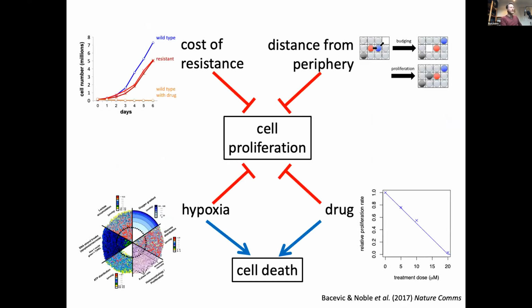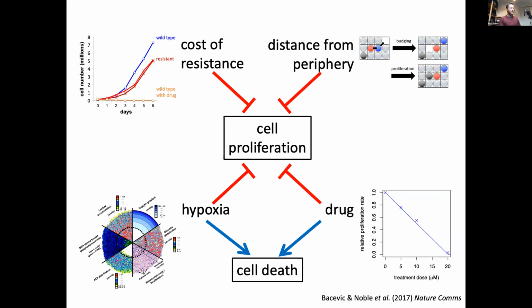And so I created an agent-based model that incorporated 4 different processes that we knew were going on within the real tumor spheroid. Firstly, in the top left, we have the cost of resistance, as I've just told you. Top right, we have the distance from the periphery. Those 2 factors affect the cell proliferation rate.